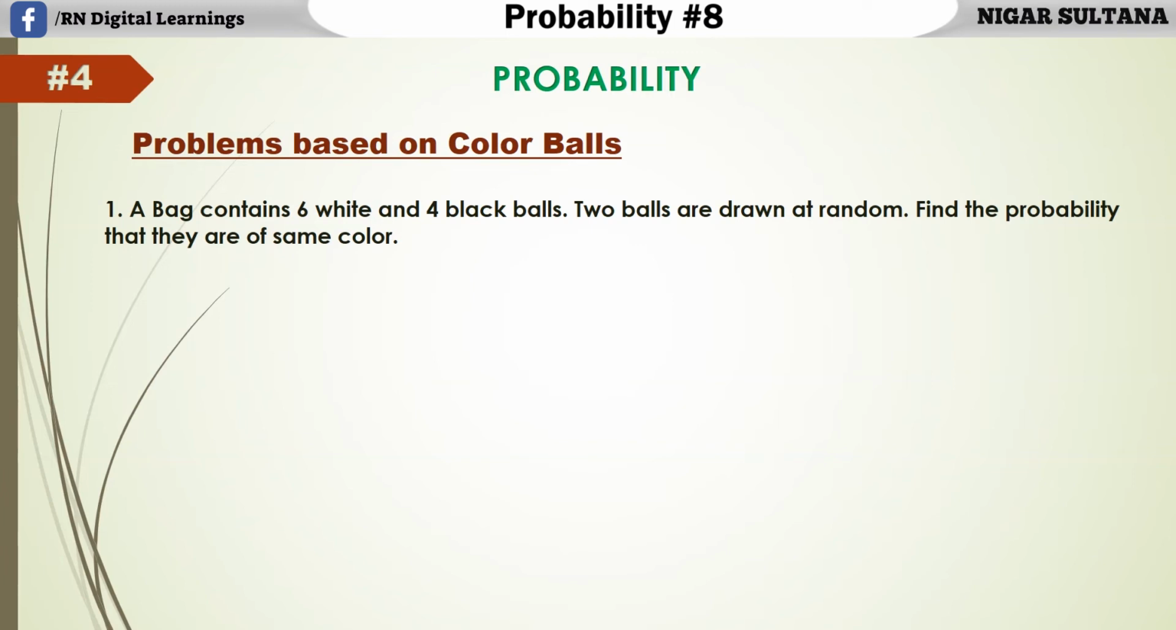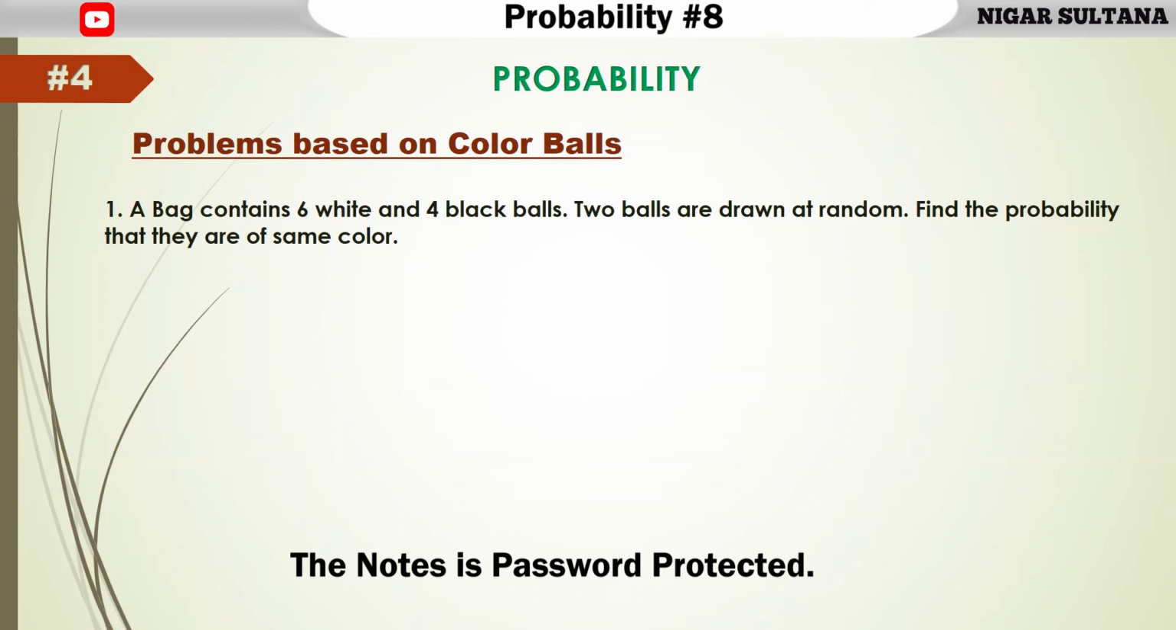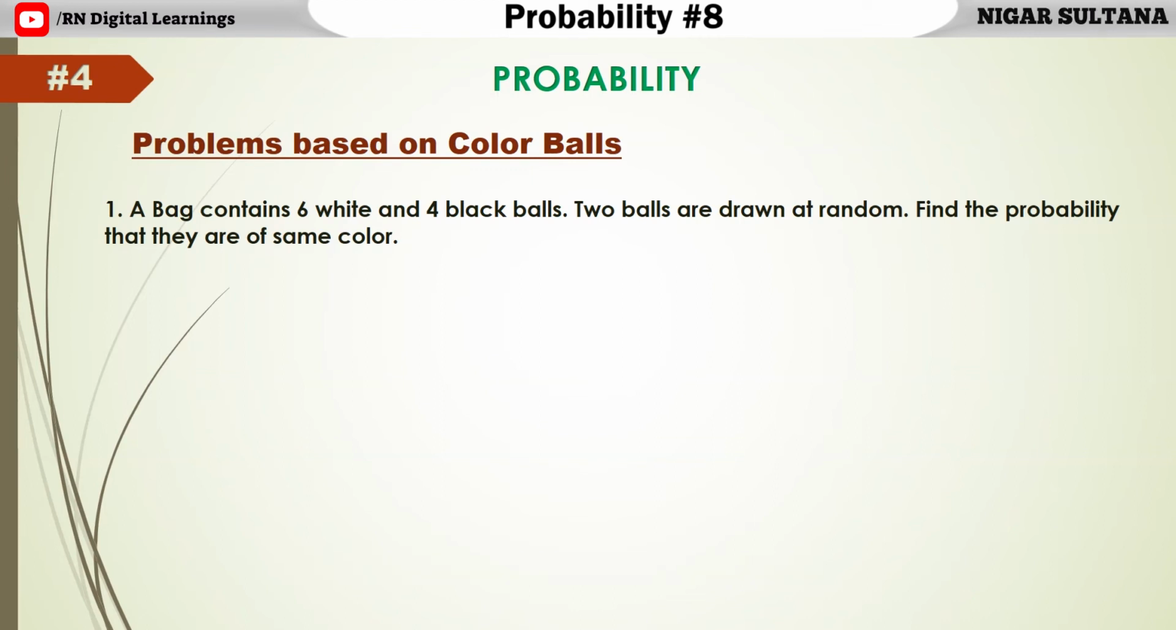So the first problem is: a bag contains 6 white and 4 black balls. 2 balls are drawn at random. Find the probability that they are of the same color. I have told you, for the problems of probability, first we must mention the sample. Sample is denoted as S, right? S means it is sample.